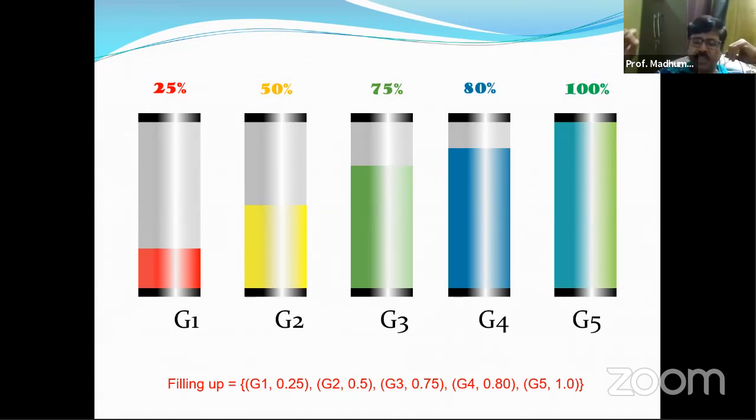Okay. So if you consider the filling up of the glasses, then you can say that G1 is 25%, meaning 0.25. G2 is filled up 50%, meaning 0.5.